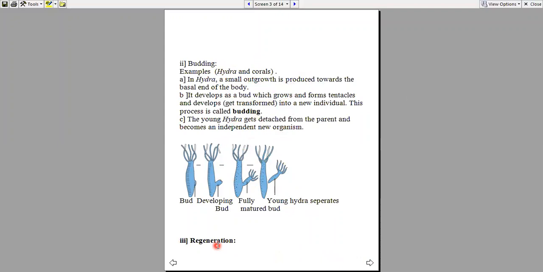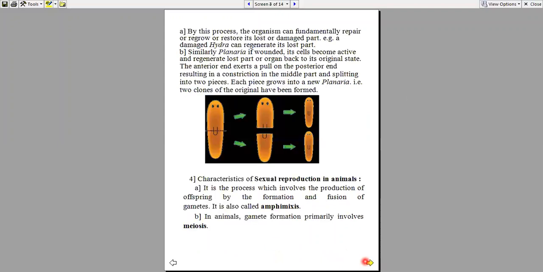Now there's the third process which is called regeneration. Now this process of regeneration you can see in many organisms, in lower as well as higher organisms. You can see this in hydra, in planarians, in reptiles, in echinoderms. Now I think you all know all these phyla with their examples, so I need not repeat them.